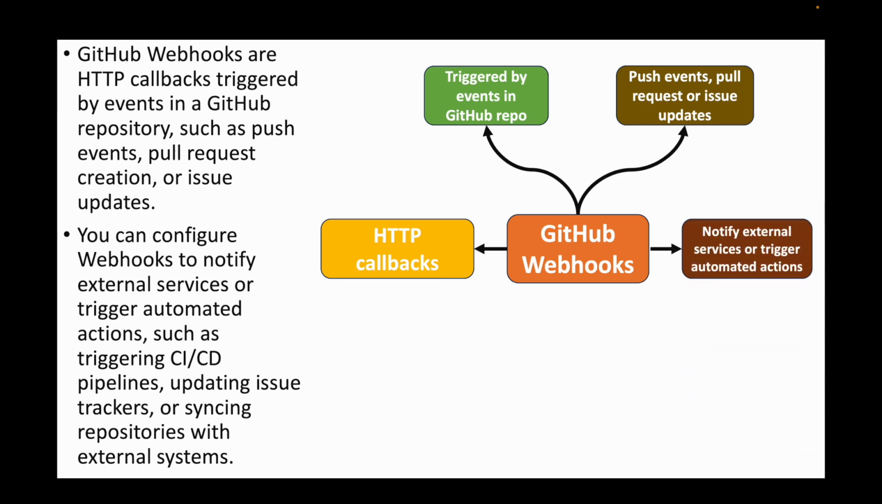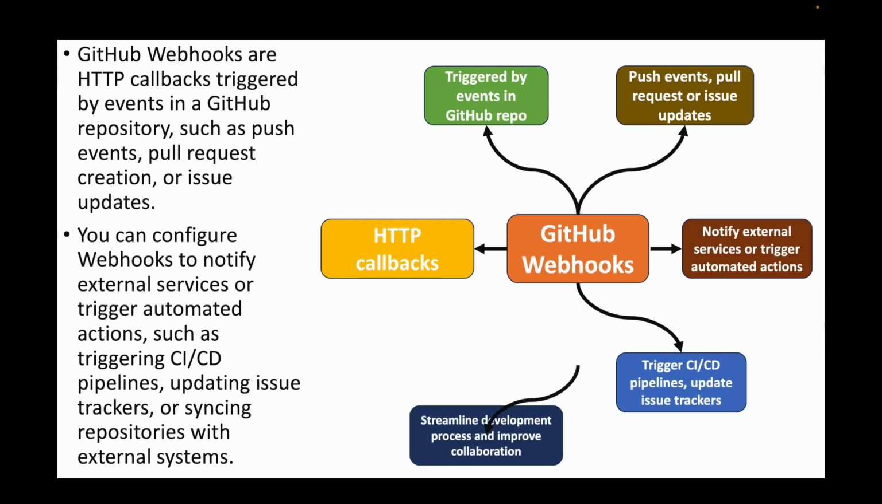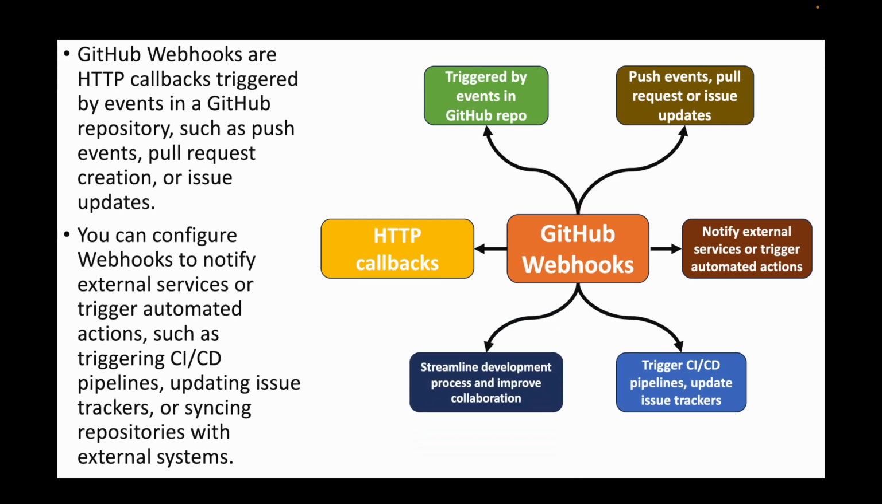So we can configure our webhooks to notify any external services, like for example triggering a Jenkins job, or trigger any automated actions like your CI/CD pipelines, or updating your issue trackers. We can also use this to sync our repositories with external systems as well. So whenever you want to take some actions based on the events that happen in your GitHub repo, we can make use of your GitHub webhooks for that.